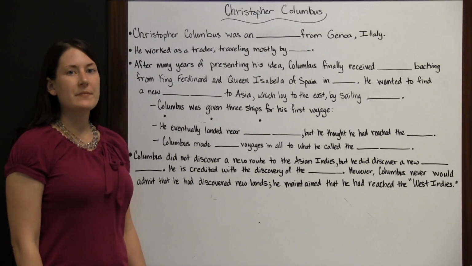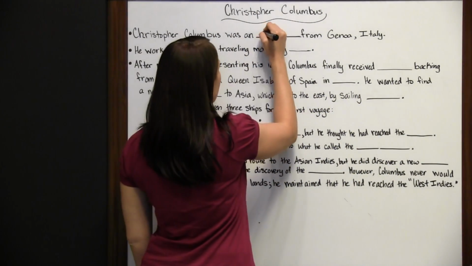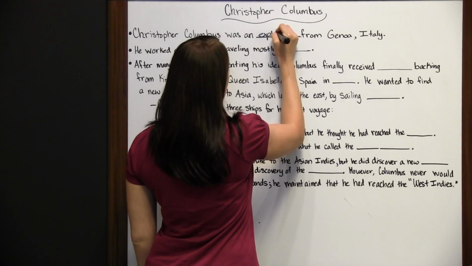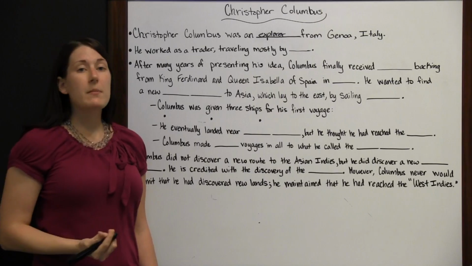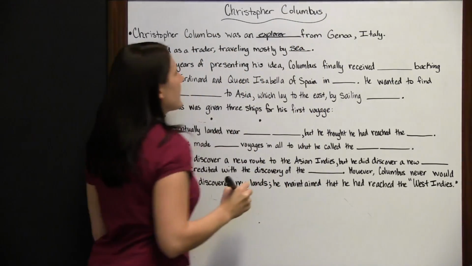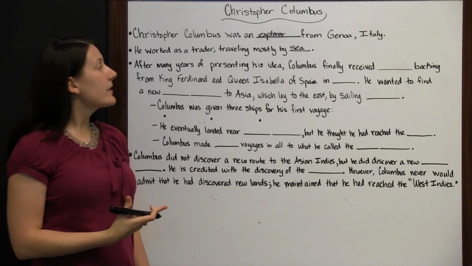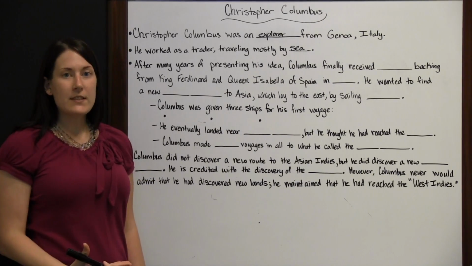Christopher Columbus. Christopher Columbus was an explorer from Genoa, Italy. As an adult, Columbus worked as a trader, traveling mostly by sea. So Columbus had a lot of experience at sea. He was an experienced sailor. He had done this for many years of his life.